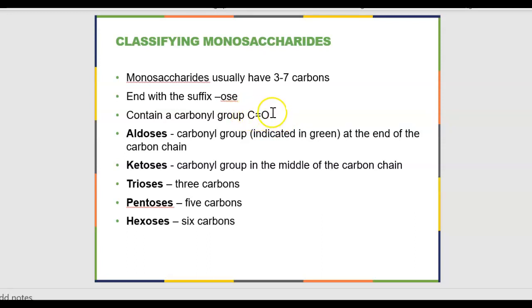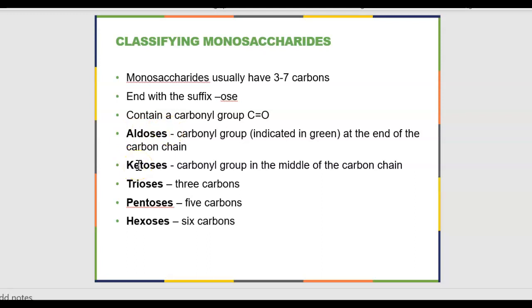If this carbon with a double bonded oxygen is at the end of the molecule, then we call that the aldehyde or aldose form. So the aldose sugars, we'll see these coming up. If this carbonyl group is embedded somewhere in the middle of that carbon chain, we call it a ketose. So all of these carbohydrates or monosaccharides can be classified in one of these two. It's either going to be an aldose or a ketose.